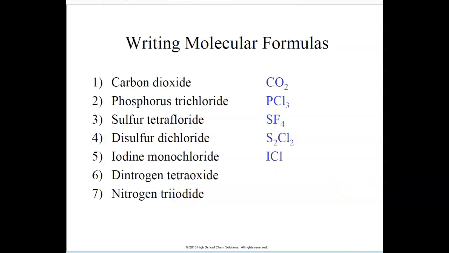So dinitrogen tetroxide would be N2O4. Nitrogen triiodide: I have 1 nitrogen and 3 iodides. So there's my formula for the name.